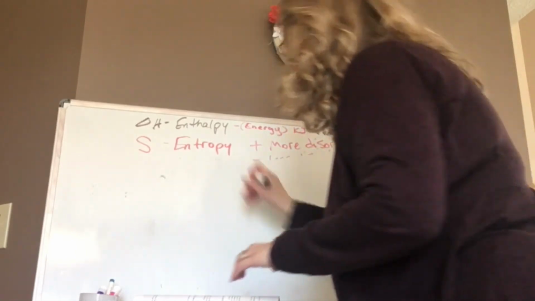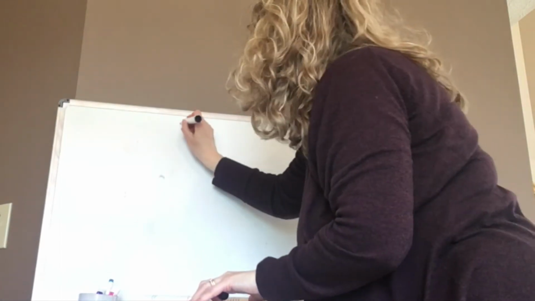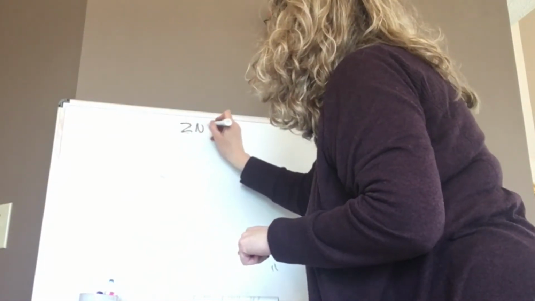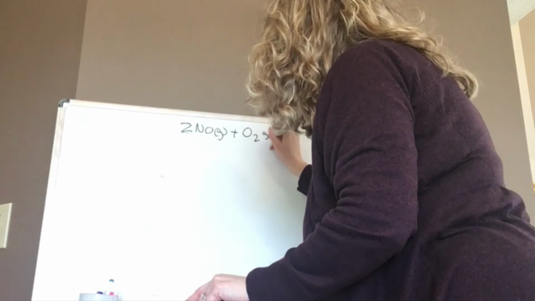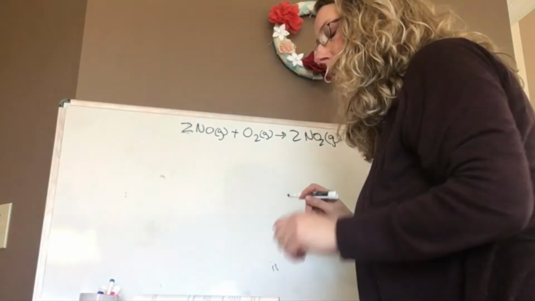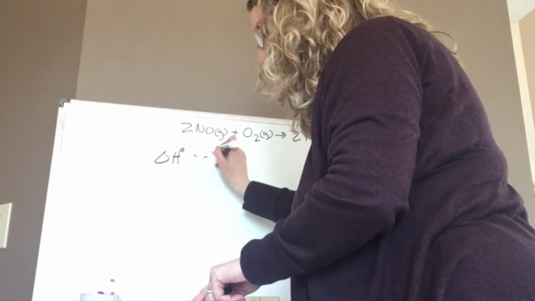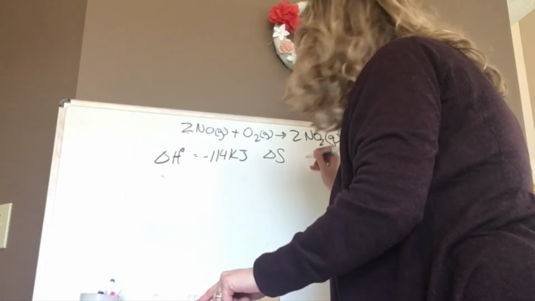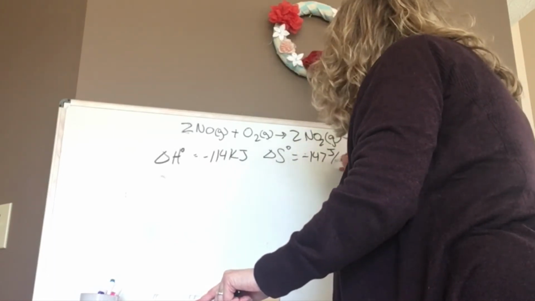We study the following chemical reaction. Actually, I have a feeling I'm going to need space. So, why does this work sometimes and not other times? All right, 2 NO gas plus oxygen gas turns into 2 NO2 gas. We found that its delta H sub 0 was negative 114 kilojoules, and its delta S sub 0 equals negative 147 joules per mole Kelvin.